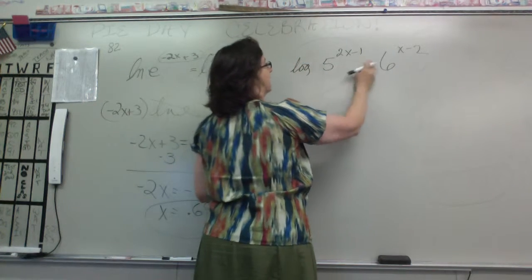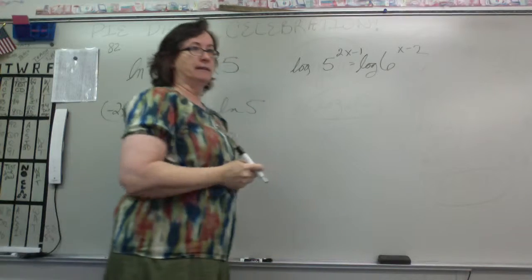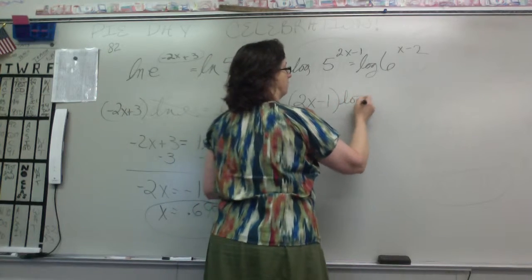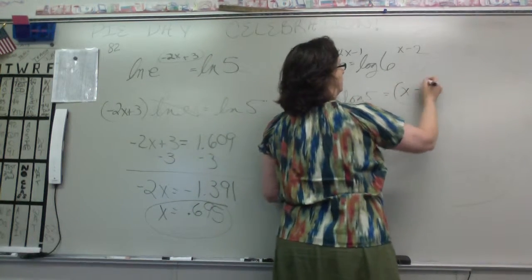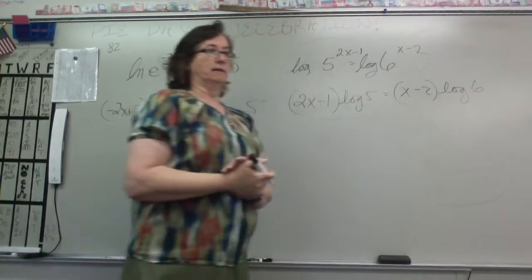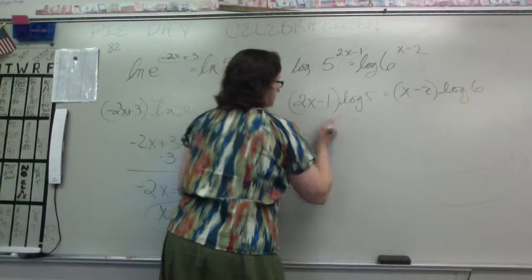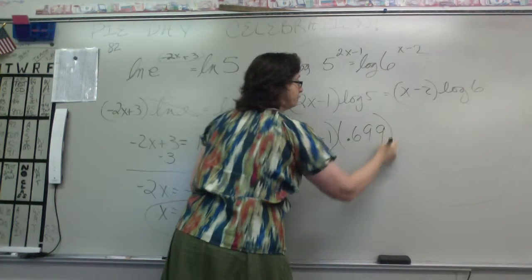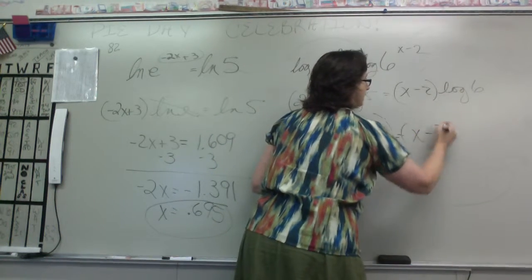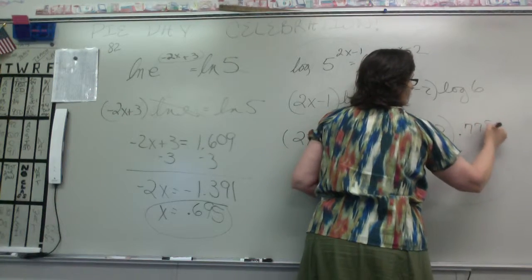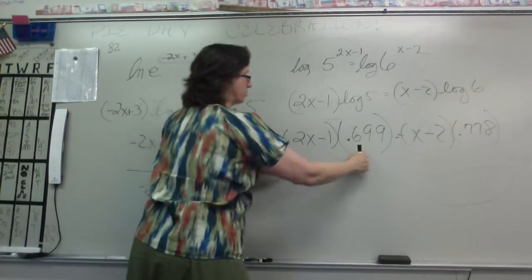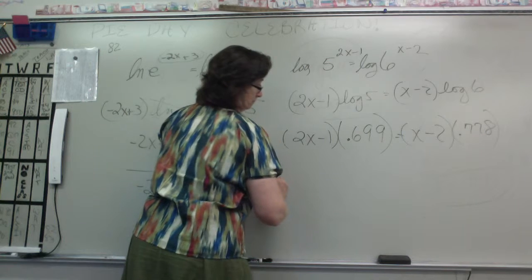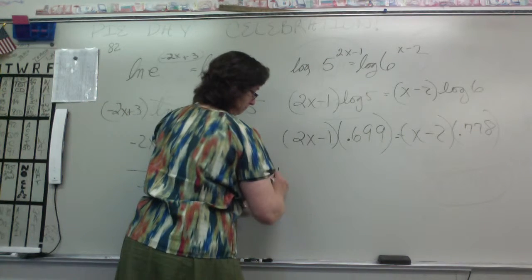So when I take the log of this side and the log of this side, then I'm going to run the exponents around to the front. 2x minus 1 times log of 5 is equal to x minus 2 times log of 6. So who can give me log of 5? 0.699. And who can give me log of 6? 0.778. Okay, so now when I distribute, I'm going to get 0.699 times 2. Somebody give me that. 1.398.